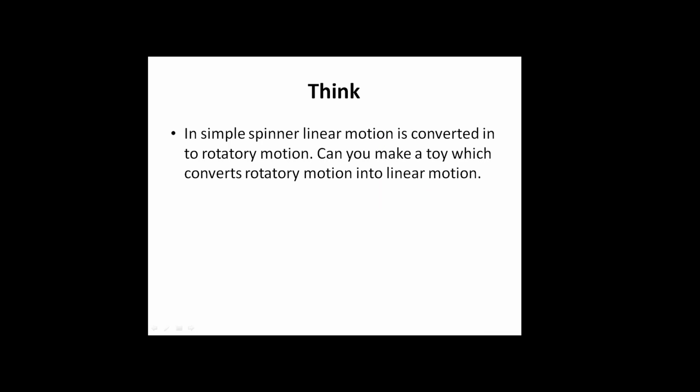Think. In the simple spinner, linear motion is converted into rotatory motion. Can you make a toy which converts rotatory motion into linear motion? Yes, try it out. I will give you one clue. Any rolling body will give you a linear motion. For example, a simple car or a simple ball rolled on the floor.